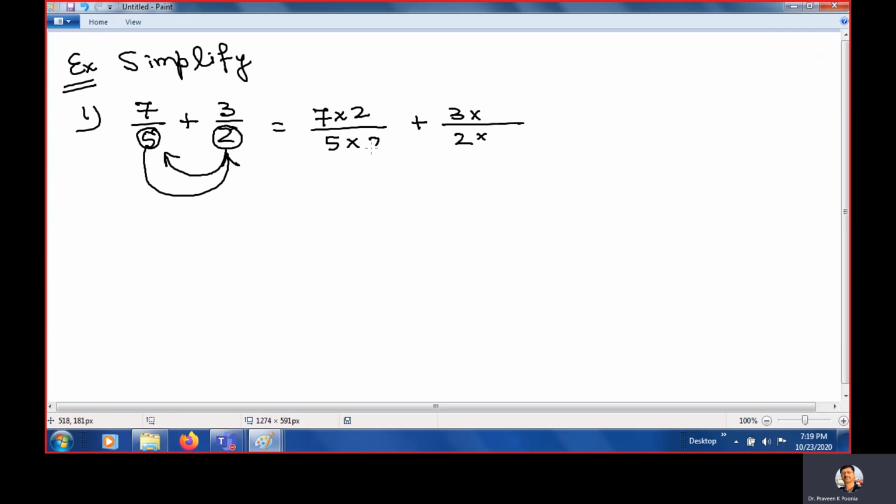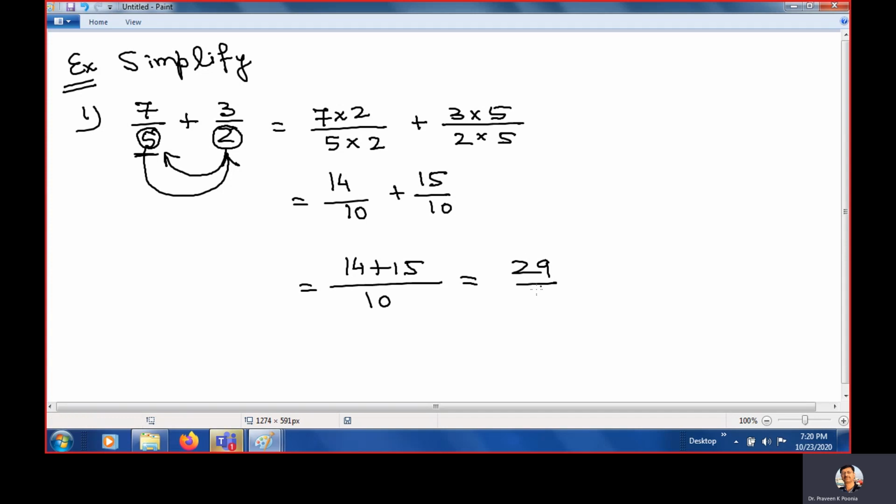Here it is 2, so we will multiply 2 here. And here it is 5, so we will multiply 5 here. So how much we are getting? 7 times 2 is 14, 5 times 2 is 10, plus 3 times 5 is 15, and 5 times 2 is 10. So 10 we call it LCM. This same number is called LCM. So then 14 plus 15, and the answer is 29 upon 10.